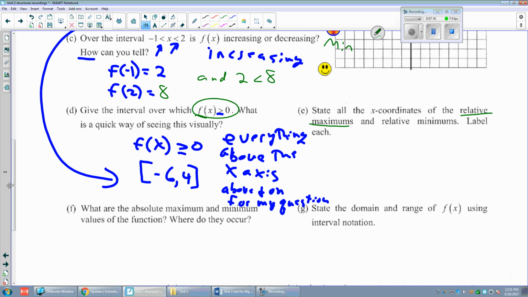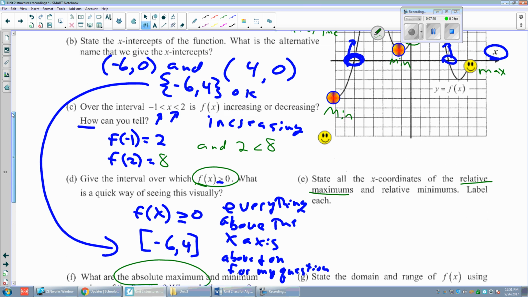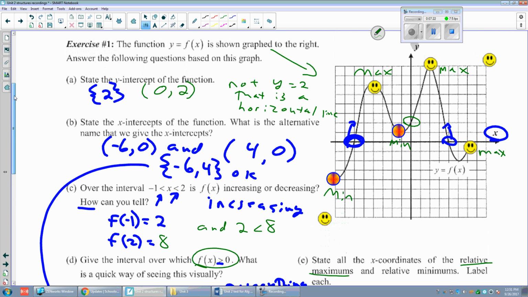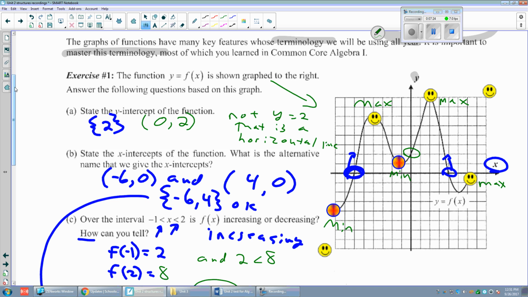What is the absolute maximum and absolute minimum? Absolutely tallest. Look for the highest point. This is also the absolute maximum. And this one is the absolute minimum. It's absolutely the smallest spot on the graph.